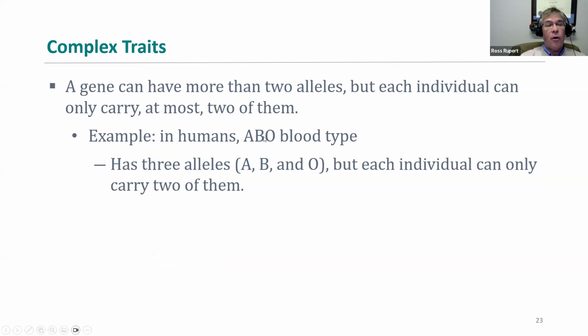In the case of the ABO blood type system, A and B are codominant, but each are dominant to O. So an AO individual is blood type A. A BO individual is blood type B. The only way to get blood type O is to be double O, OO. Then you would be blood type O.